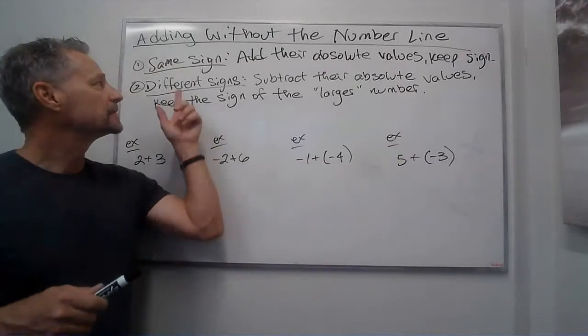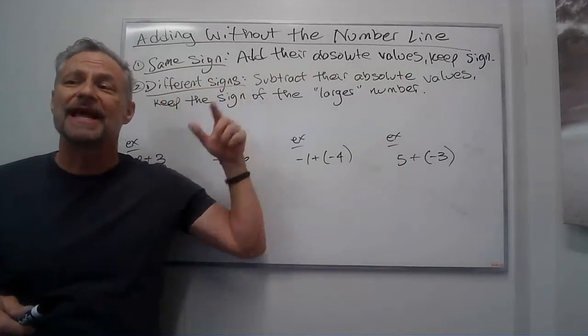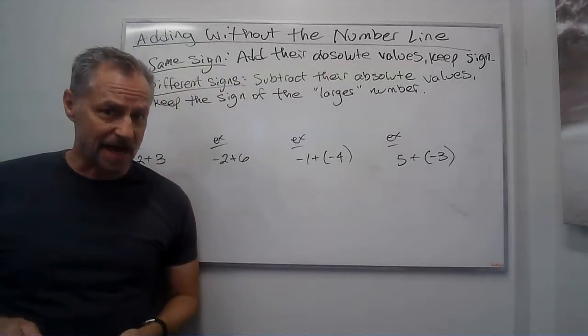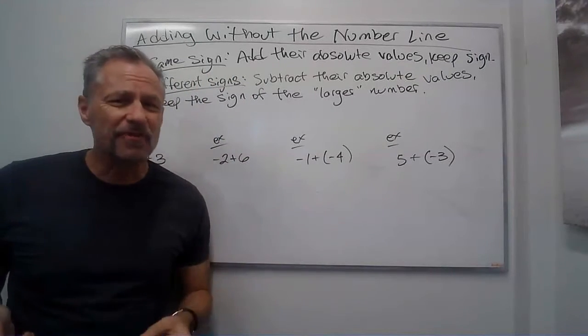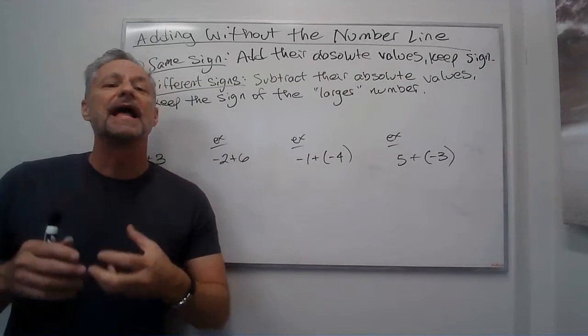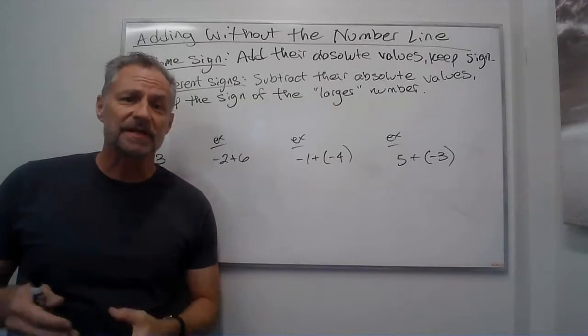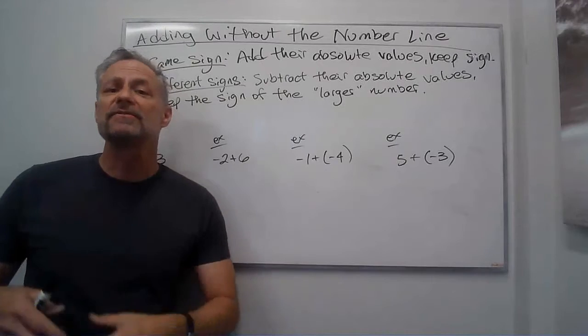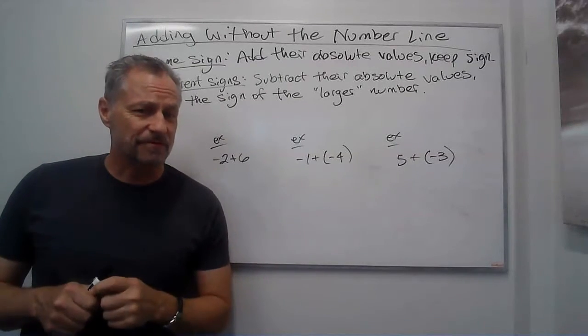If we're adding two numbers and they have the same sign, we're just going to add their absolute values, meaning don't worry about if it's positive or negative, just add the numbers together and then keep whatever the sign was. If they're both positives, your answer is positive. If they're both negatives, your answer is negative.